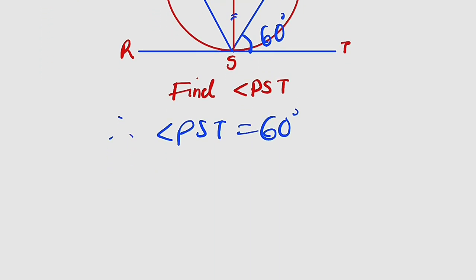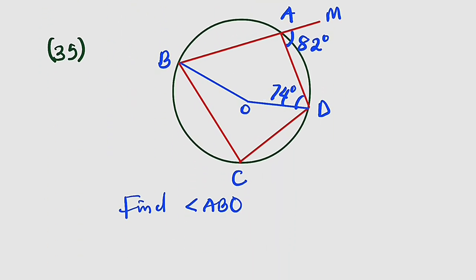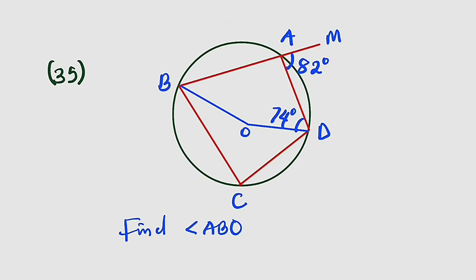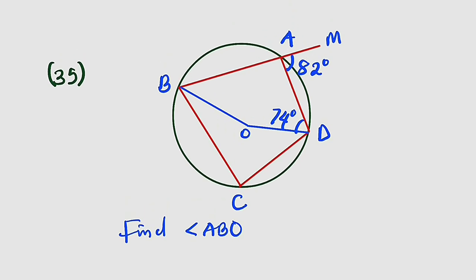Let us move on to question number 35. Question number 35 is also under circle theorem. We are given a circle ABCD. We have a chord here which is extended to M. We have this angle here to be 82 degrees, and we're given another angle here which is 74 degrees. Our main goal or target is to find the measure of angle ABO. So let us locate it. ABO. So we're talking about this particular angle. Let me call it x.